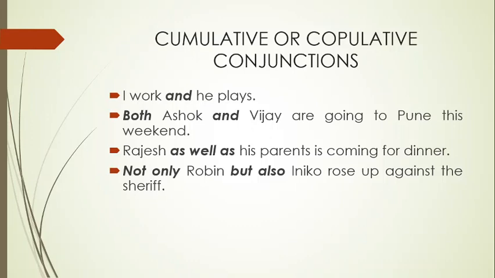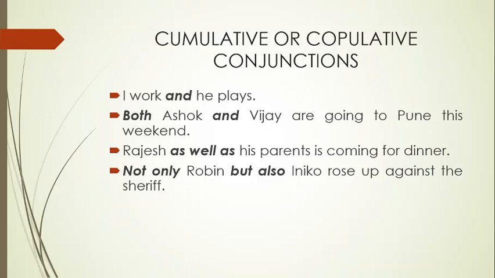So not only Robin but also Inigo. You see, we are using not only but also together to add the idea that Robin and Inigo both rose up against the sheriff. Now you see the parallel structure. The first element of the conjunction, not only, came before Robin, that is a noun. Similarly, to maintain the parallel idea, but also, the second half of this conjunction, came just before Inigo, another noun. If we say not only Robin, Inigo, but also, it will be wrong. We need to maintain the parallel structure.